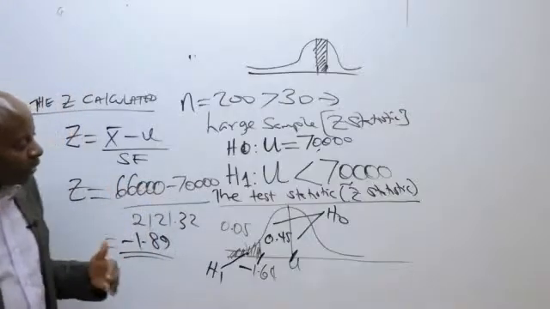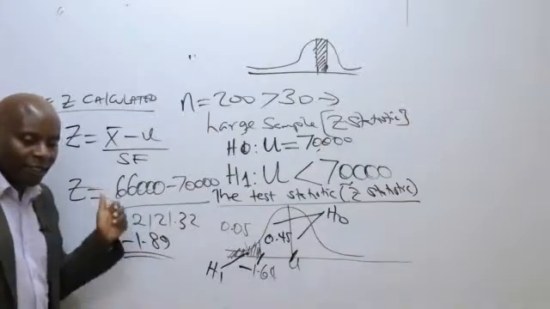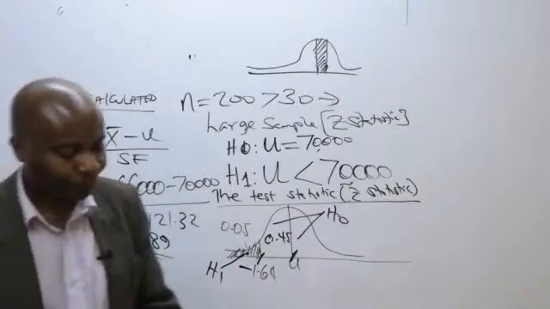The most important thing is to know where your calculated Z is falling. Is it falling in the H0 region or H1 region? That will be the most important thing for us.